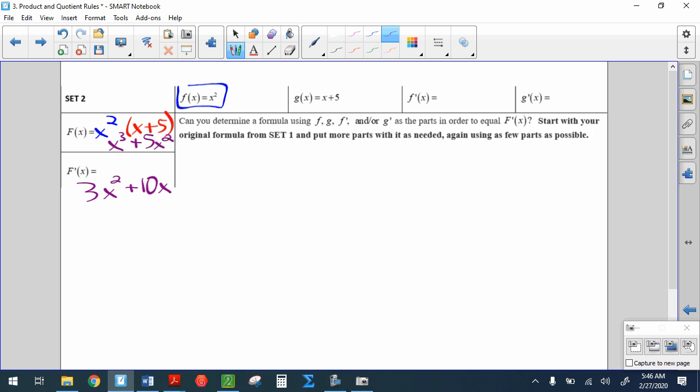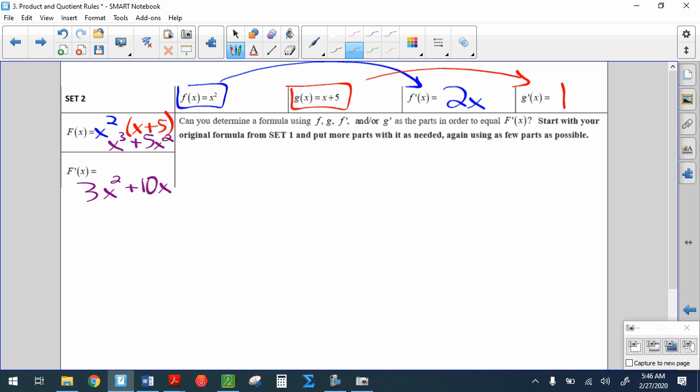So now I'm going to work on the rest of this chart. So f of x was x squared, so f prime of x is just 2x. G of x is x plus 5. So the derivative of x plus 5 is just 1. So it says, can you determine a formula using those pieces in order to equal F prime?